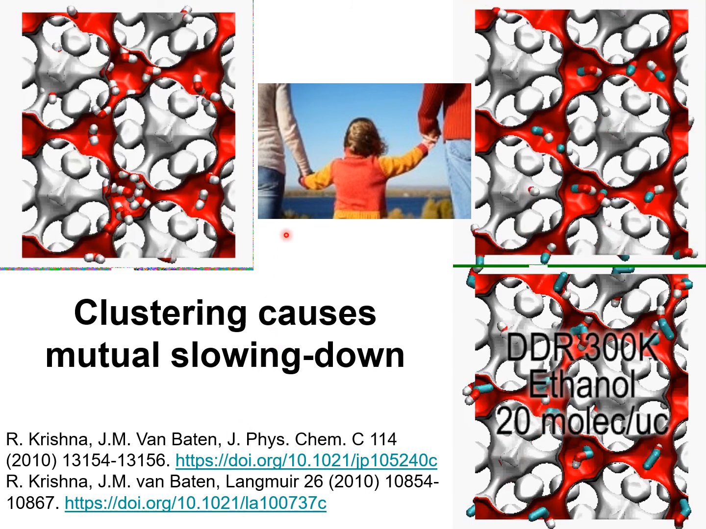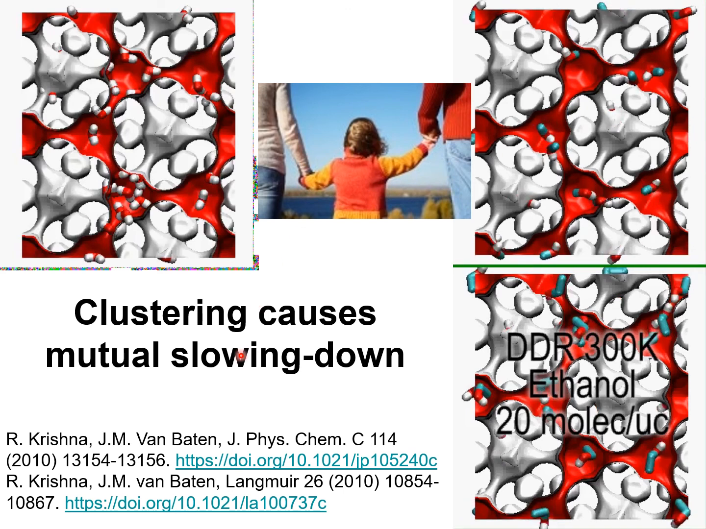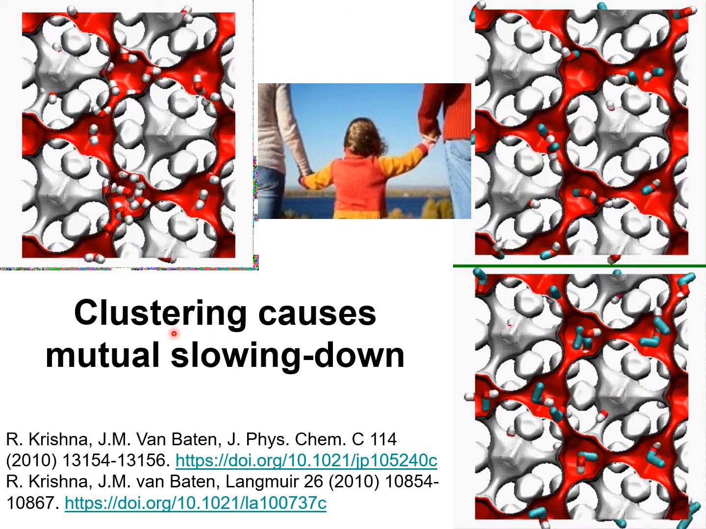and ethanol. Due to clustering, a cluster of molecules has a lower mobility than either of the individual molecules that are unclustered. And this results in a mutual slowing down effect. And the understanding of slowing down effects caused by molecular clustering is essential to the development of DDR membranes for water alcohol separations.